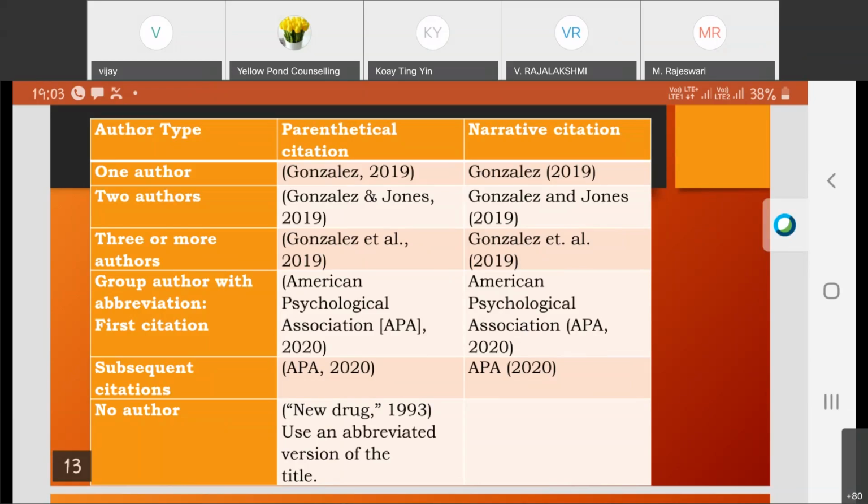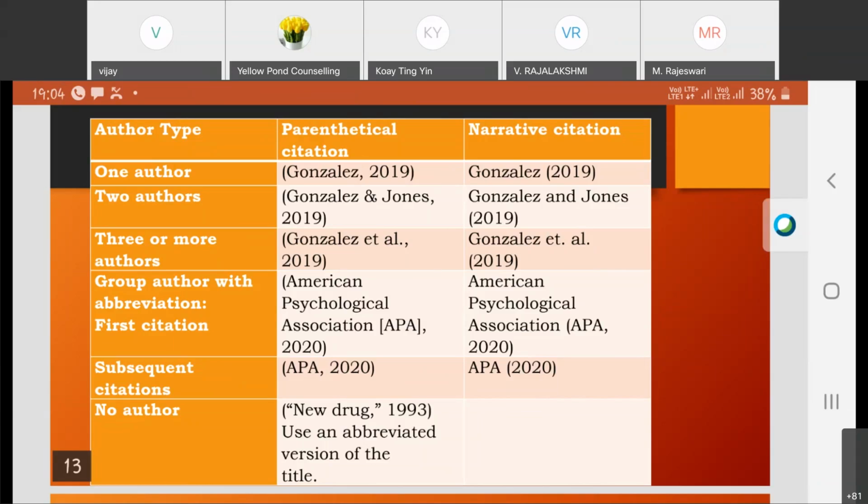Then what about three or more authors? How can we use the parenthetical and narrative citation? In the parenthetical citation, we use the first author's name and put et al., and simply give 2019, which means the year of publication. The narrative citation is also similar to this, but the open and closing parentheses should enclose only the year of publication.